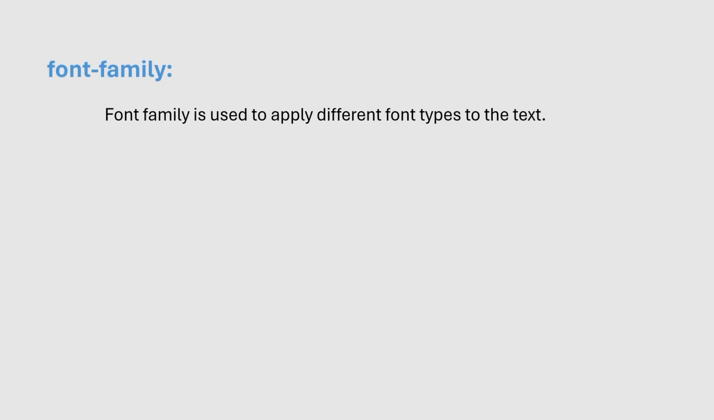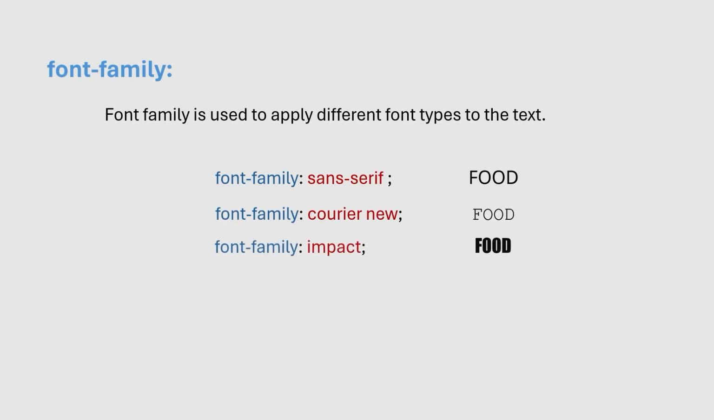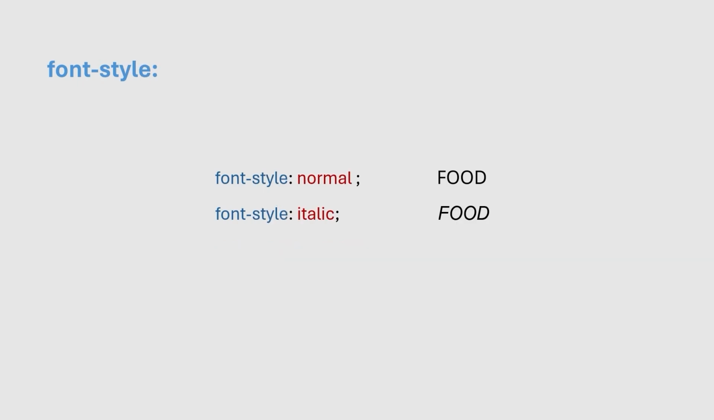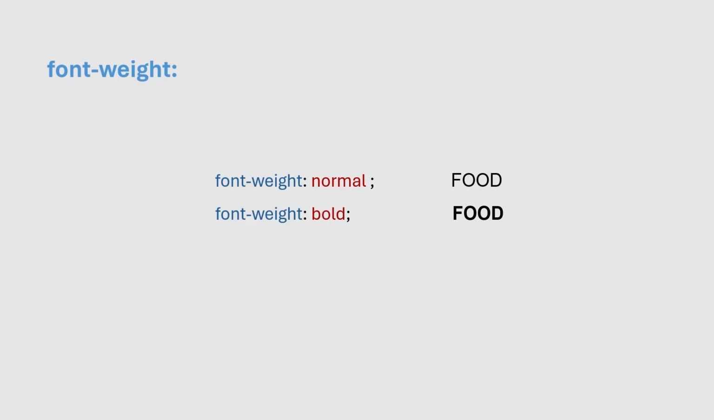Font family is used to apply different types of fonts to the text. There are many font families available to style the text like sans serif, Courier New, Impact. You can observe the difference in appearance of the text when different fonts are applied. Font style is used to make the text italic or slanted. Font weight makes the text thicker or thinner. We use a value called bold to make the text thicker.